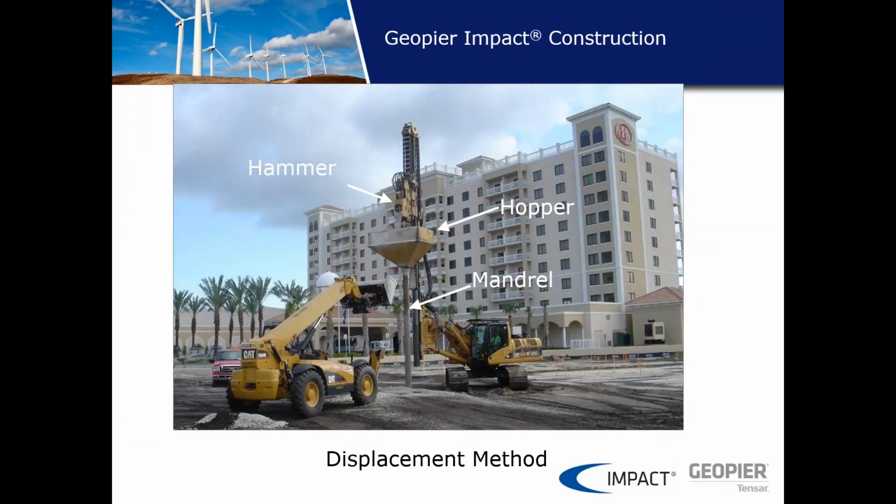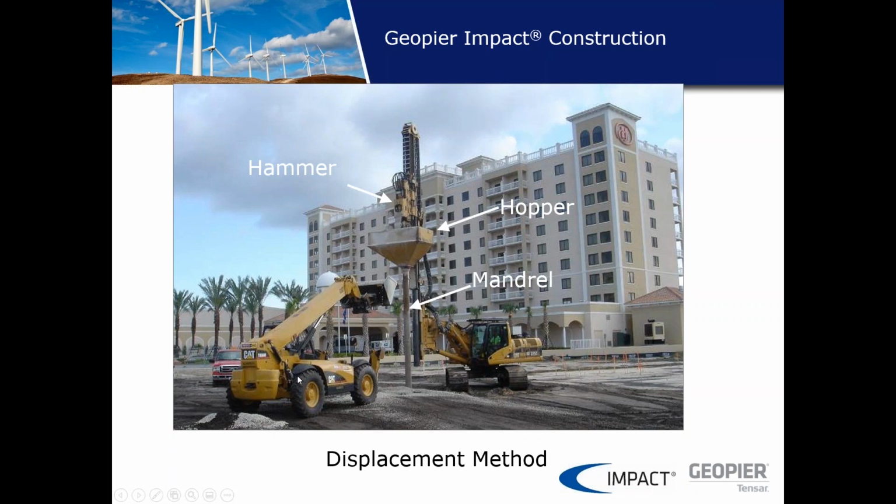Okay, the next system I'd like to discuss is the Geopier impact system. This is one of our primary displacement systems, and it's an important thing to note that every now and then we hear the myth that you can't install geopiers below the groundwater table. Well, you certainly can, and this is how you do it. So what we see here with the impact pier is a mast rig with a mandrel, a hopper on top, and a hammer. And this is a bottom feed system.